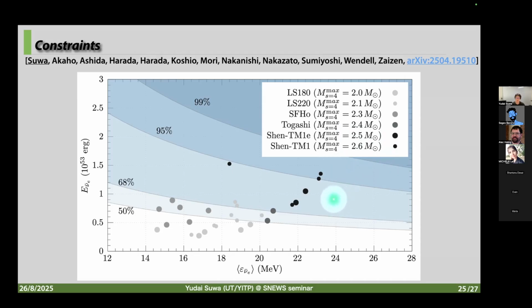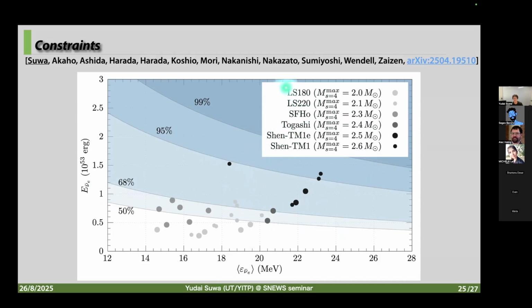So, when we are looking at the points with deep color, they are larger in this plot because it takes time. Because the maximum mass is larger, it takes time to make a black hole. So, in order to make a black hole, long period accretion onto a protoneutron star is needed. Then the total energy of neutrinos is getting larger, and also a hot protoneutron star is formed, so the average energy is also getting larger. That means a larger expected neutrino event number would be realized in the case of the Shen TM1 and Shen TM1E.